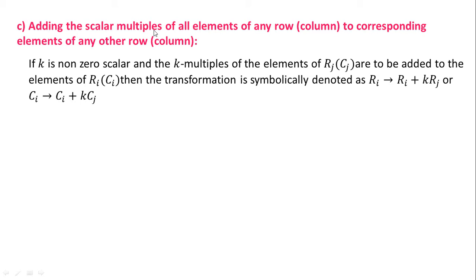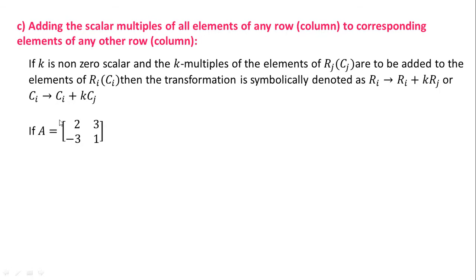So adding the scalar multiples of all elements of any row means here adding the scalar multiple k into Rj to the corresponding elements of any other row. Any other row means here Ri. So Ri plus k into Rj, like this, and it is the same for a column also. We will see in detail by one example.